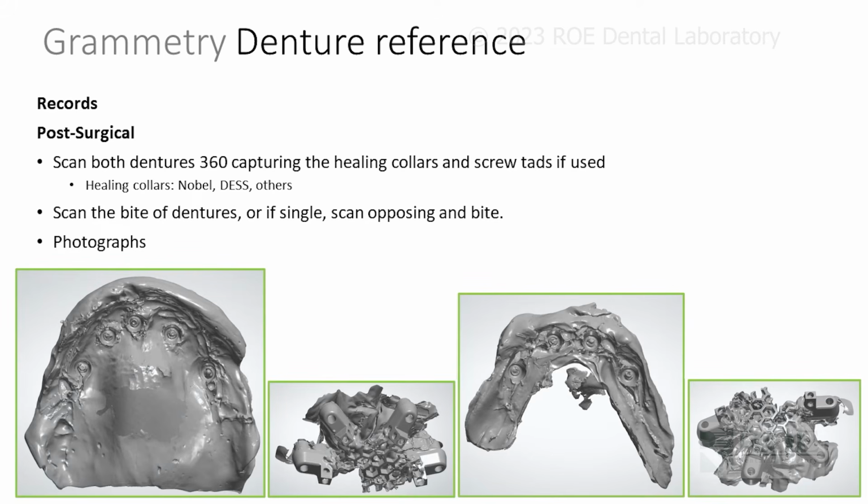All right. So on this case, these are the simple records, right? 360 scan of both dentures or the denture. If it's a single arch, then you would seat this back in the mouth and scan the opposing and the bite. That's how we would bring this back to the patient for the articulation. Scan of the opti-splints. He did it intraorally, but again, this was early on. So those would be extraorally and both dentures, the denture reference.